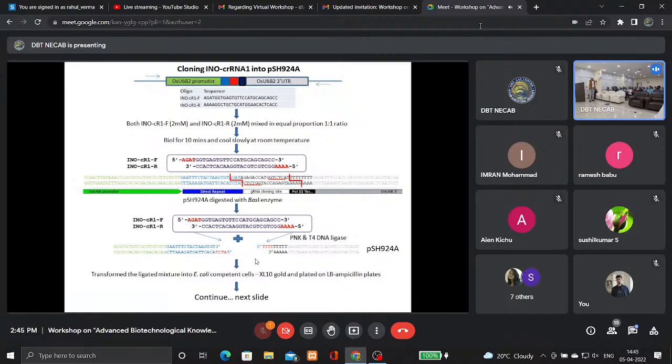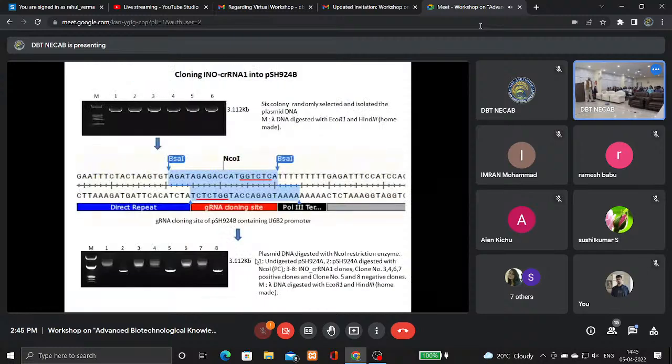So then we just add these 2 mixtures, and then we use the polynucleotide kinase and the T4 DNA ligase, and keep it overnight at 14 degrees. And then next day, we transform the whole ligated mixture into competent cells like XL10 Gold and plate on an LB ampicillin plate, because this PSS 923 or 924 has an ampicillin marker for bacterial selection. So we use an ampicillin plate, and then after next day, we have got so many colonies. I got almost more than 100 colonies in a single plate.